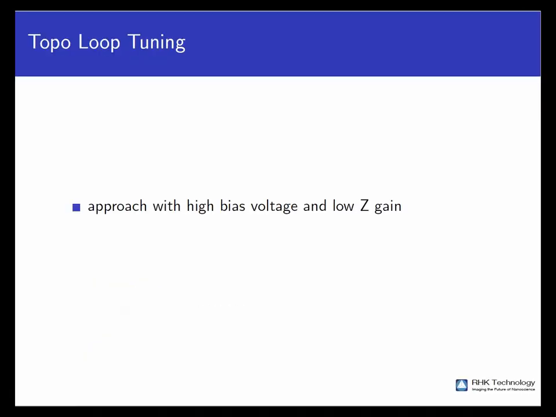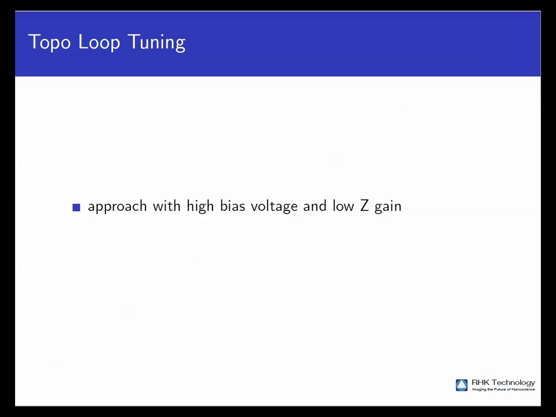The last section of this webinar will be about tuning the Z loop, or the topography loop. Finally, we use the Z approach motor to approach the tip into the sample. You should start with a low Z gain, preferably with a big bias voltage between tip and sample. This way the detection system has time to see the sample early and make a soft landing.